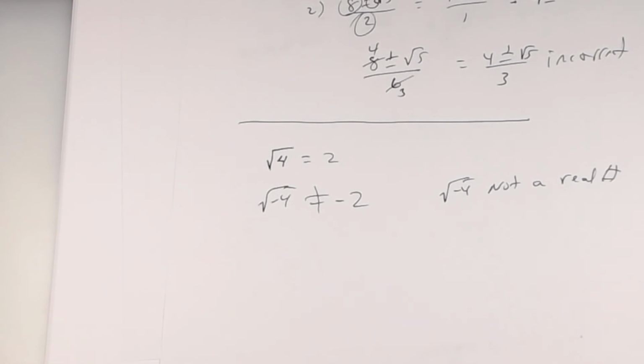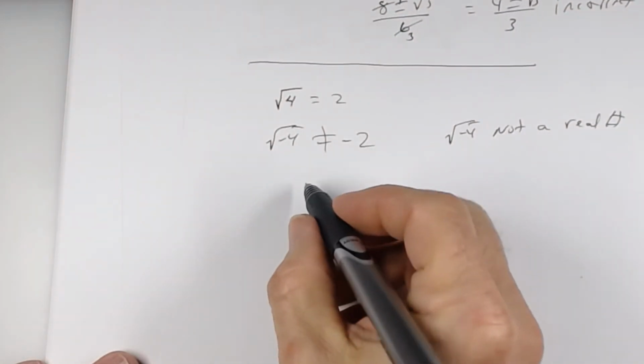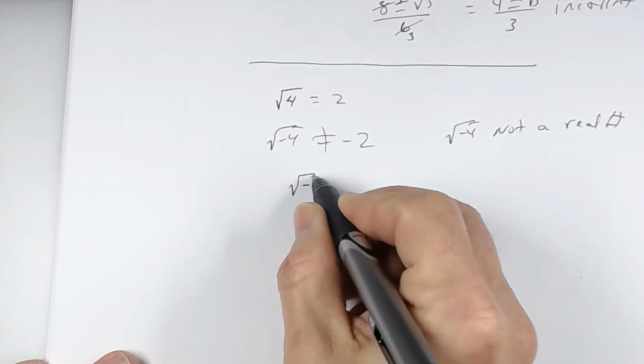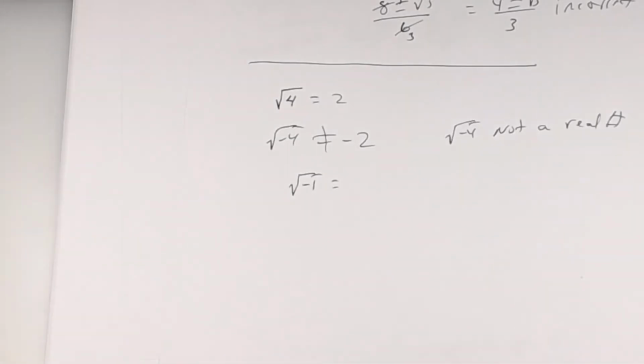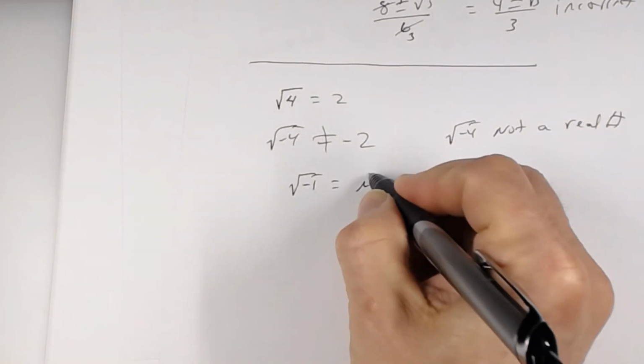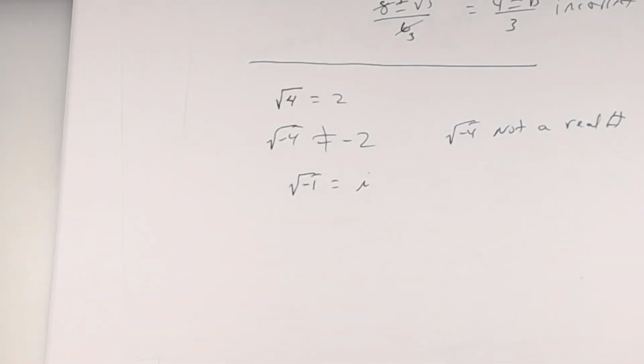And so remember last semester we talked about a new set of numbers called imaginary numbers? We'll talk more about this next time, but here's what I just want you to remember. The square root of a negative 1 was defined to be what? I. Square root of a negative 1 was defined to be i. I for imaginary. So square root of negative 1 is defined to be i.